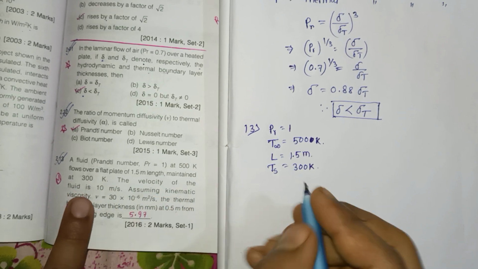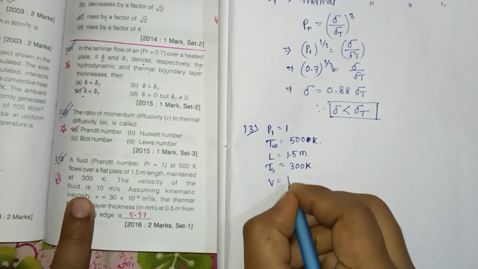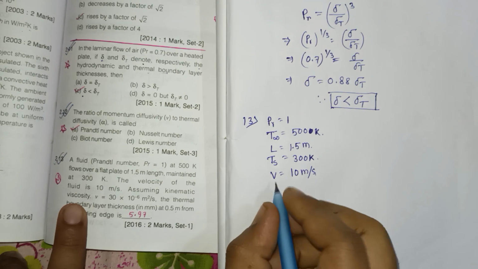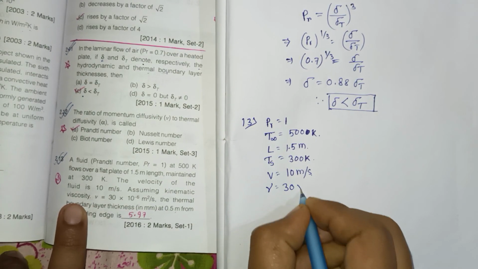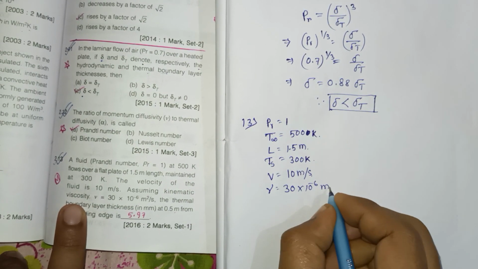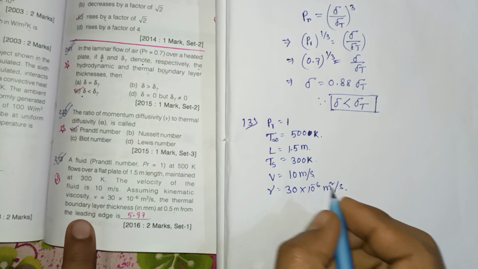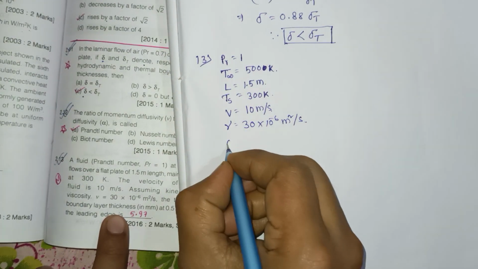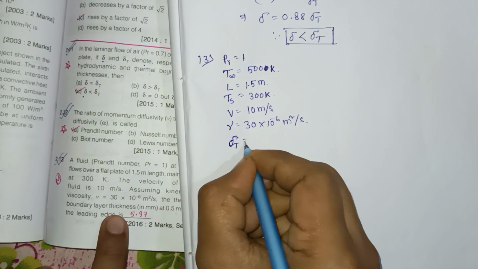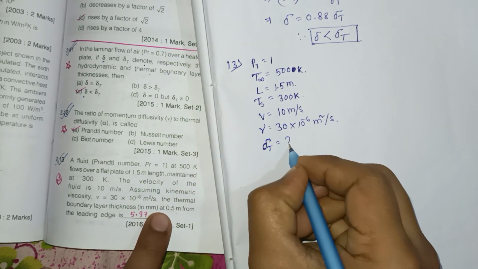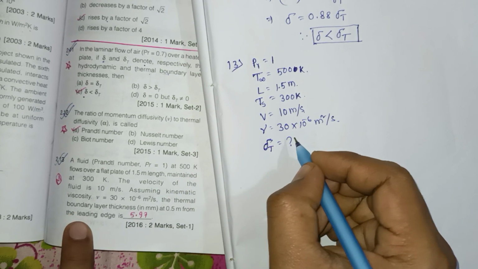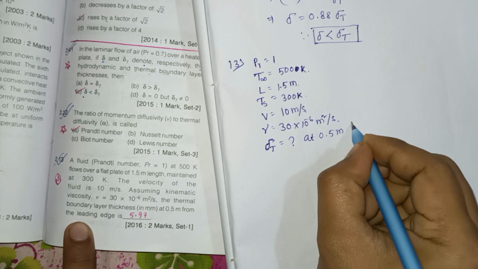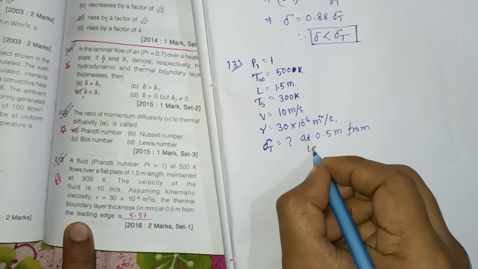The velocity of the fluid is 10 meter per second. Assuming kinematic viscosity nu is 30 into 10 to the power minus 6 meter square per second. You have to find out the thermal boundary layer thickness, that is equal to what? At 0.5 meter from the leading edge.